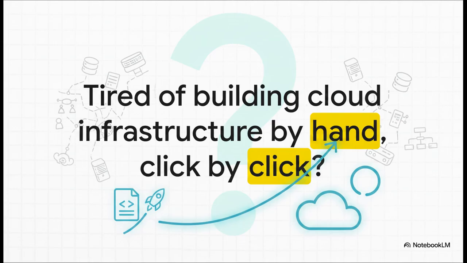You know the drill, right? You spend hours, maybe even days, clicking through the Azure portal, setting up servers, storage, networks. It's tedious, it's slow, and honestly, it's super easy to make a mistake. So what if you could just define all of that in one single file and roll it out with one command? Well, that's exactly what infrastructure as code is all about.